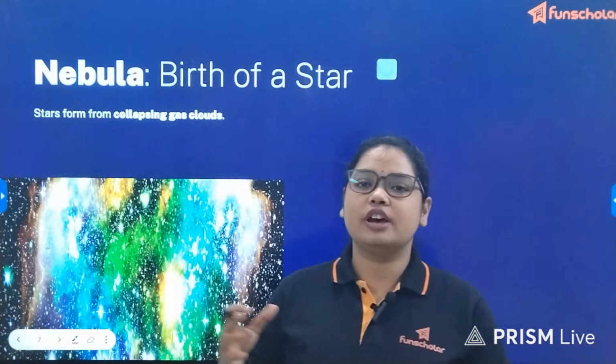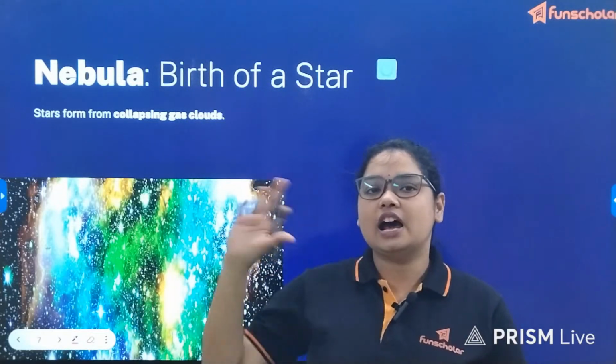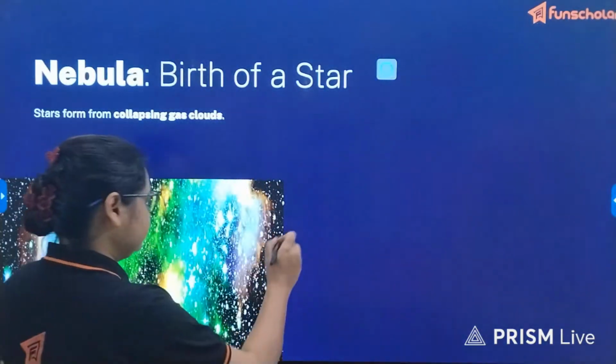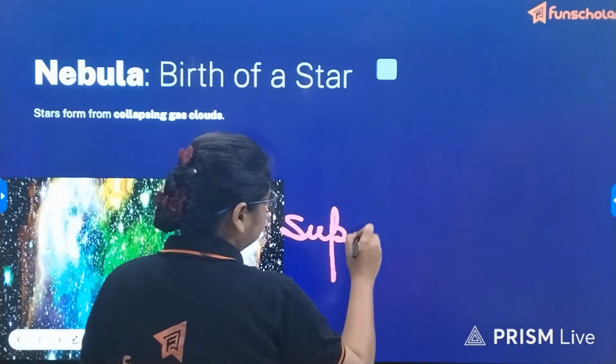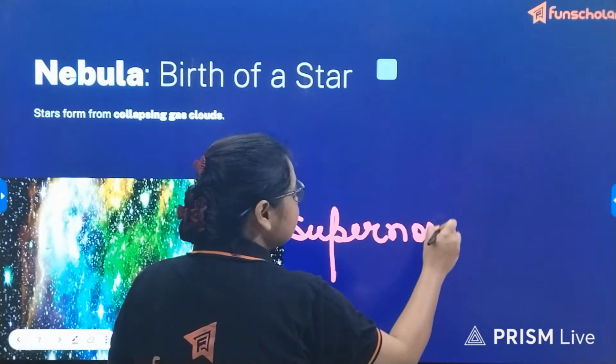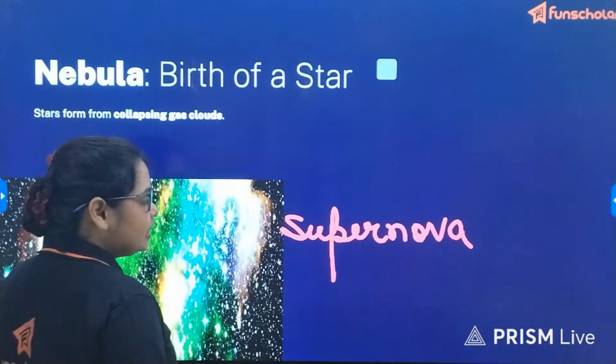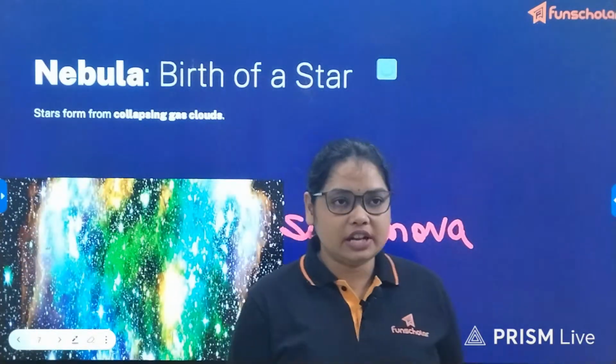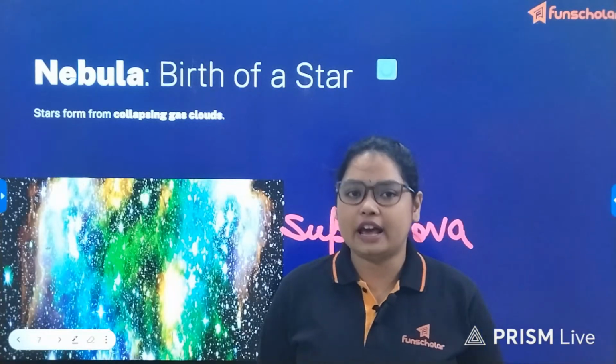And what happens when the stars also have a particular lifespan, to be precise. So after that particular lifespan, there are many phases in the lifespan of a star that we will study in the higher classes, but they finally turn into a supernova, the dying star, and finally it is believed that they turn into black holes.